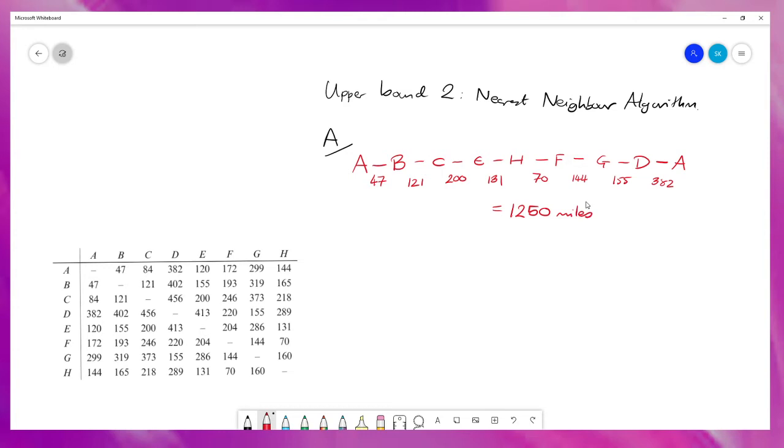So what I would like you to do now, using the same method, is pause the video and have a go finding the nearest neighbour tours starting at B and C.